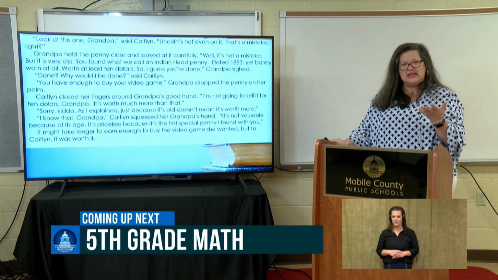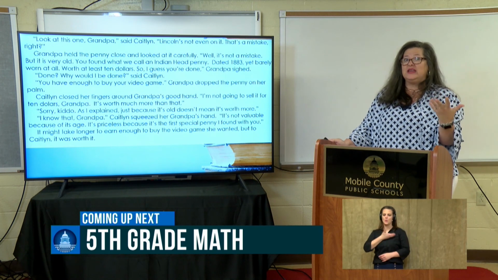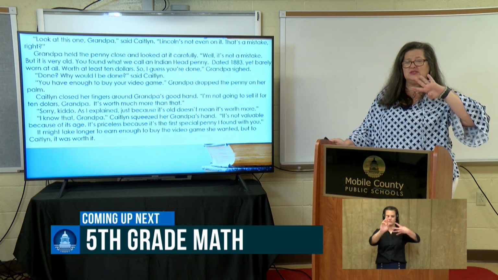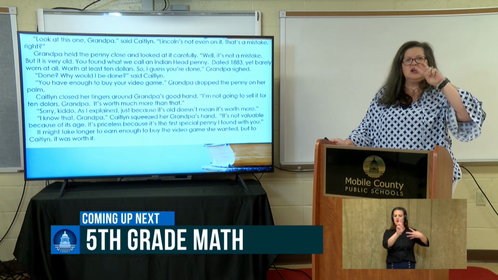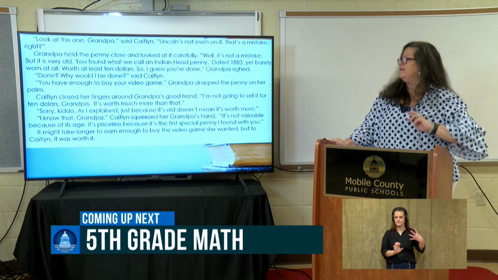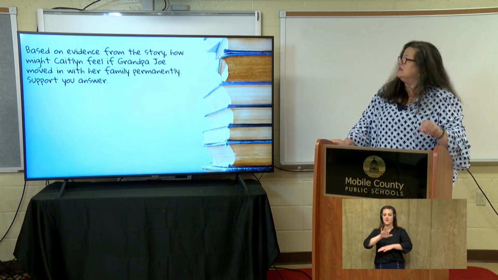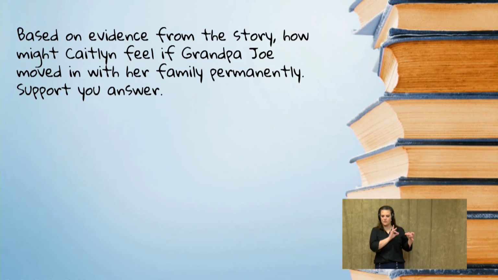Okay, but let's think about it. We have some questions. We need to remember what are the four letters that we need to remember when we answer questions? Yes, R, A, C, E. Okay, so our first question. Based on evidence from the story, how might Caitlin feel if Grandpa Joe moved in with her family permanently? Support your answer. So we have to restate this question, and we have to answer it. Okay? Then we're going to cite evidence.